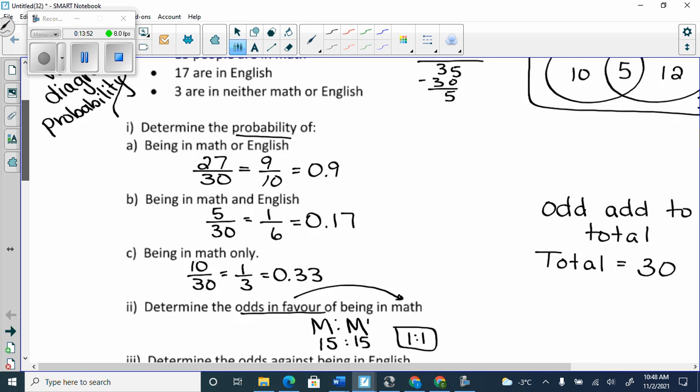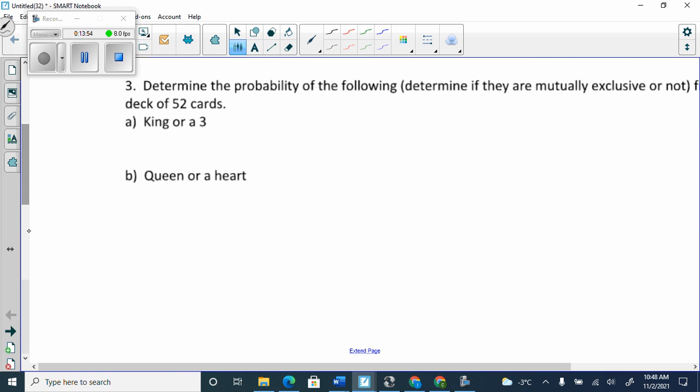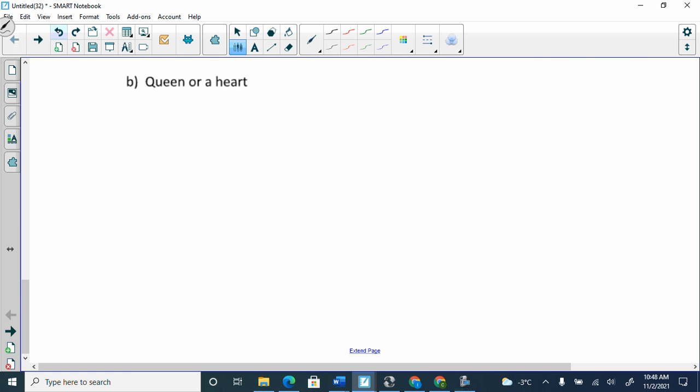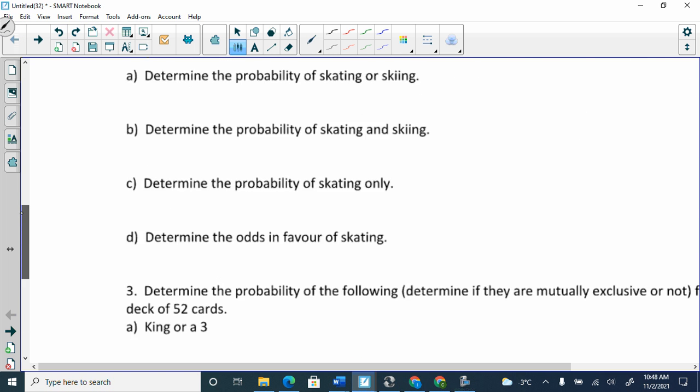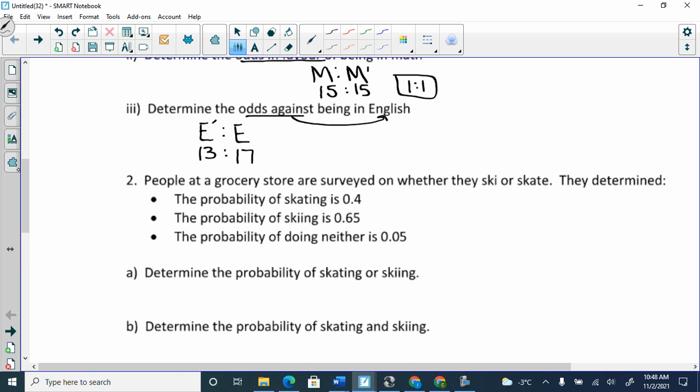The second one, no good. The second one is a probability Venn diagram. How do you know? It gives you probabilities. Diagram.